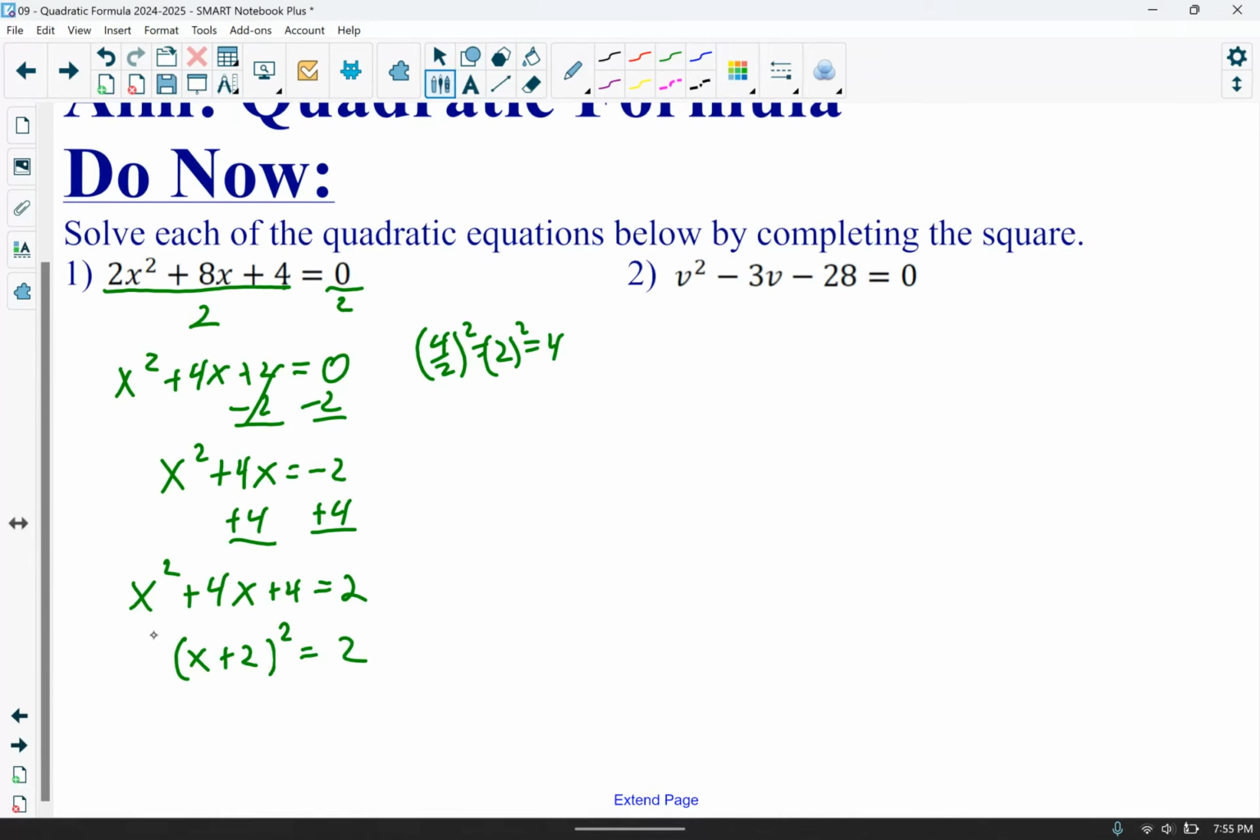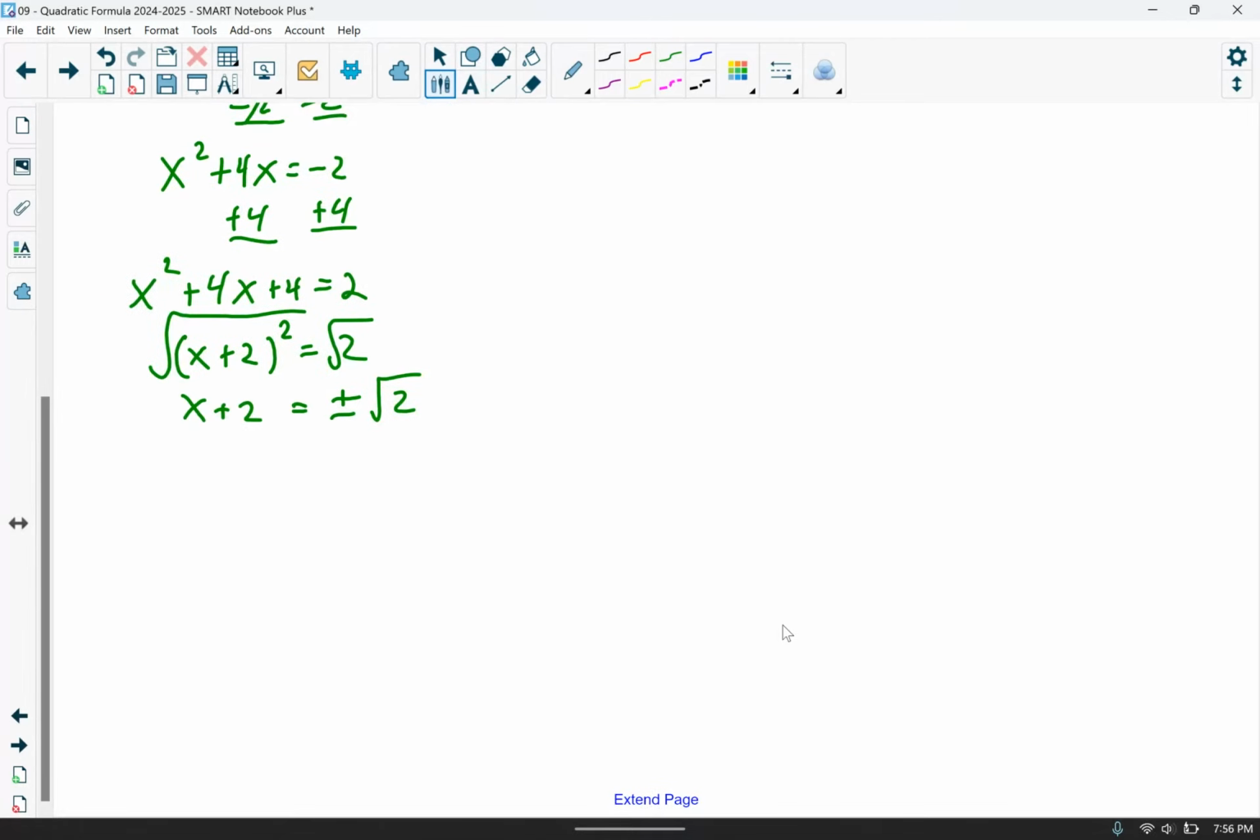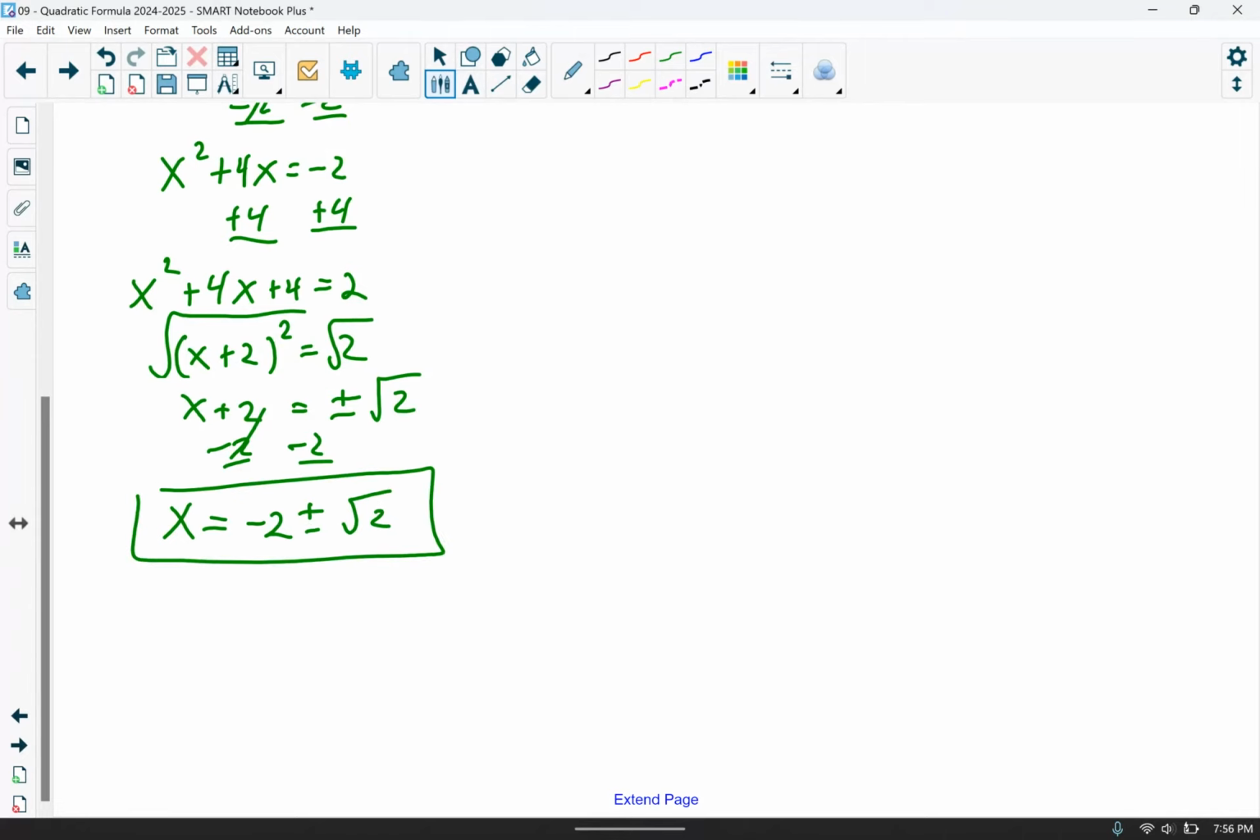Now, because it's a perfect square, we've got that exponent of 2. We can just take the square root of both sides. So x plus 2 is going to equal plus or minus the square root of 2. 2 is not a perfect square. There are no perfect square factors of 2. So the square root of 2 is fully simplified. All we're going to do is subtract 2 from both sides to get x is equal to negative 2 plus or minus the square root of 2. So we have 2 irrational roots.